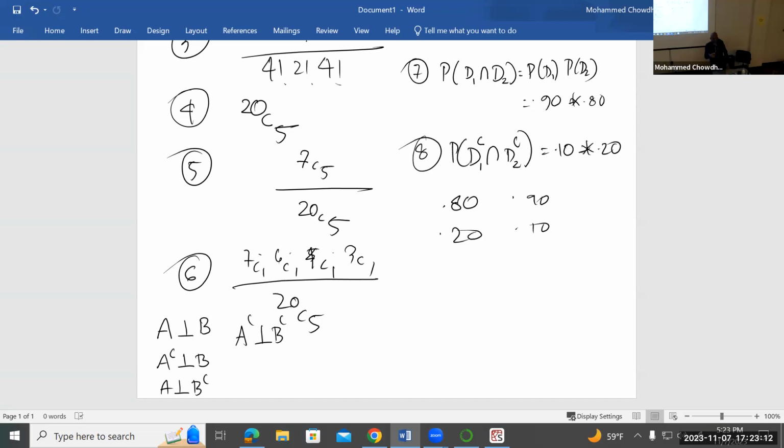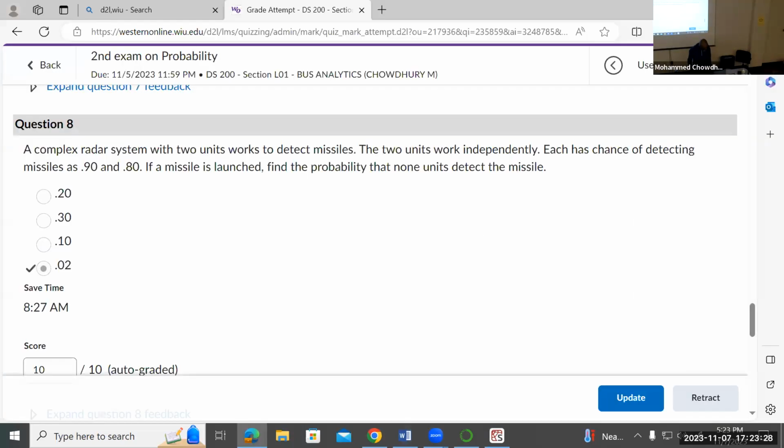So A complement means not happening A. Probability of happening A, not happening A. Remember these things in your life, okay? If 2 events are independent, all of their combinations are also independent.